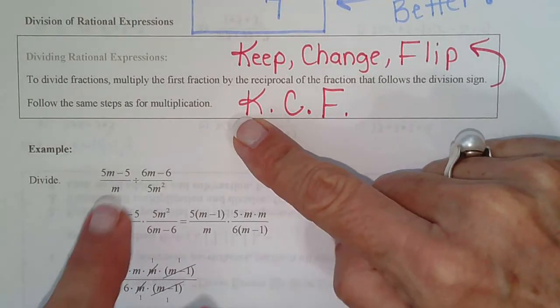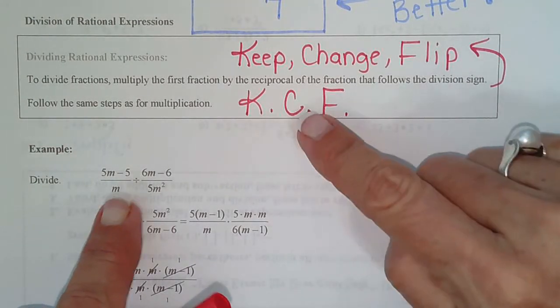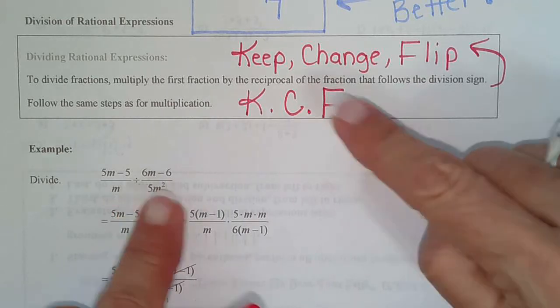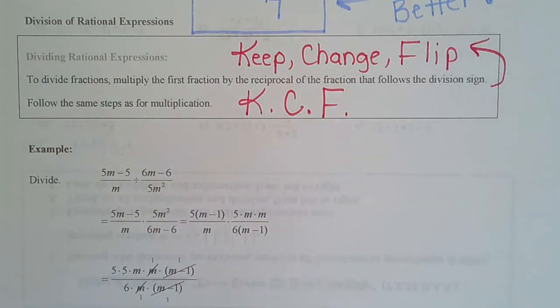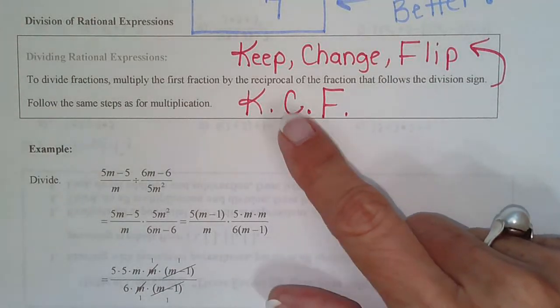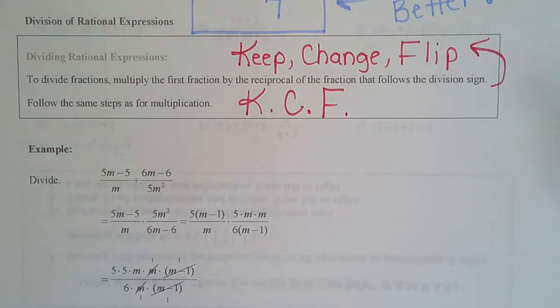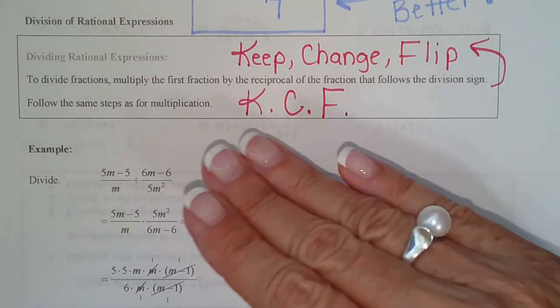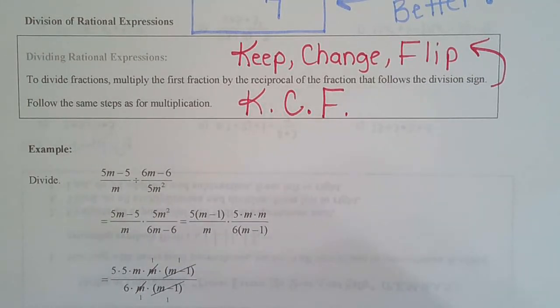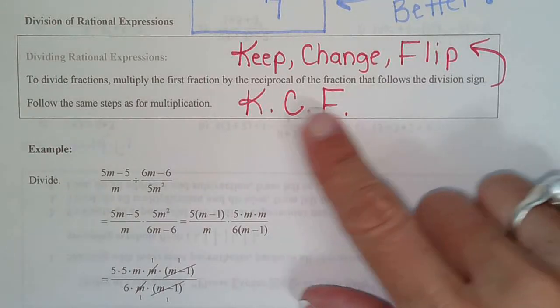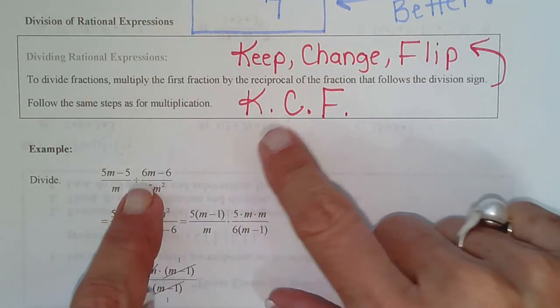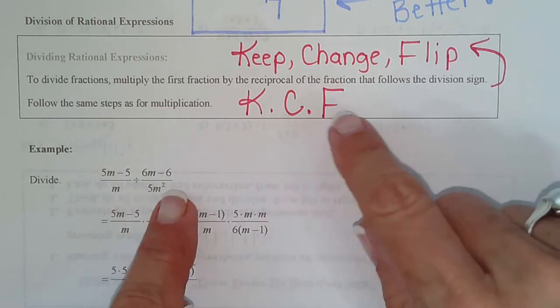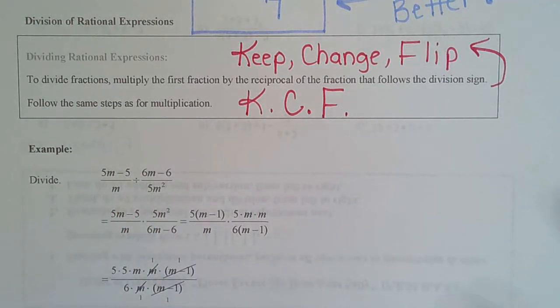So that means keep the first fraction the same, change to multiplication, flip the second. Because what teachers have noticed over the years or decades is that students tend to flip the wrong fraction. So that's why my class and I came up with an acronym to help you remember which one stays the same, which one flips. So keep the first fraction, change to multiplication, flip the second fraction.